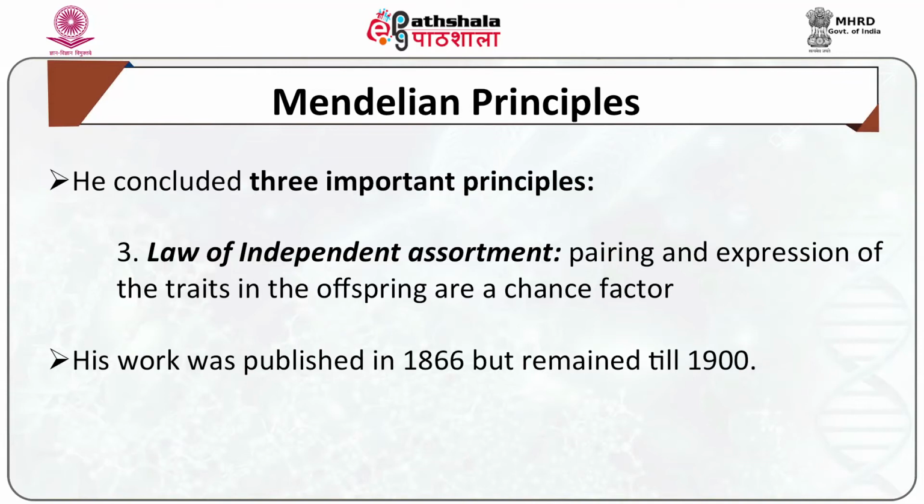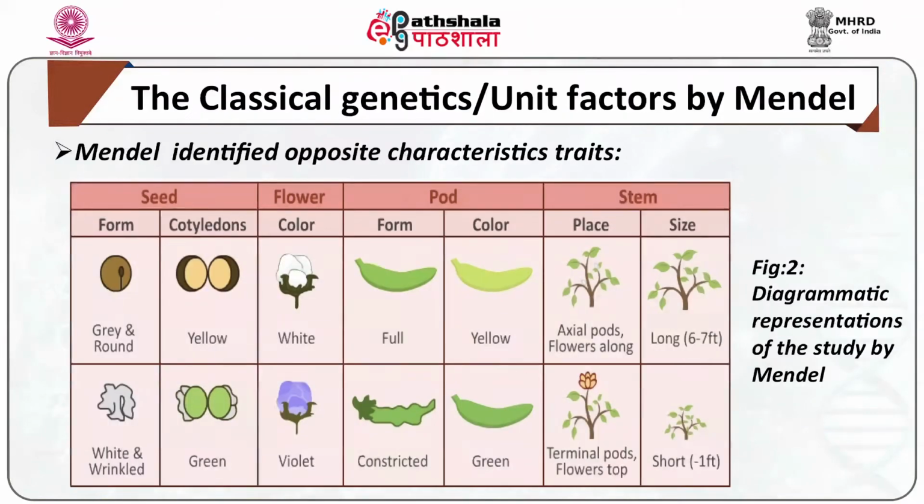Law of independent assortment. This principle states that the law of chance governs which particular characteristics of the parental pairs will occur in each individual offspring. That is, the pairing and expression of the traits in the offspring are a chance factor. Figure 2 shows the diagrammatic representation of the study of Mendel.